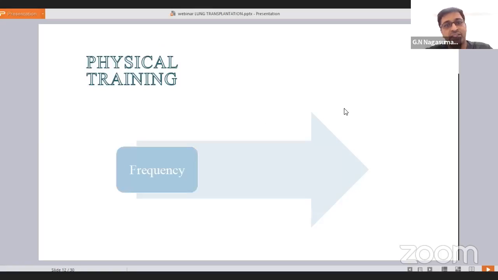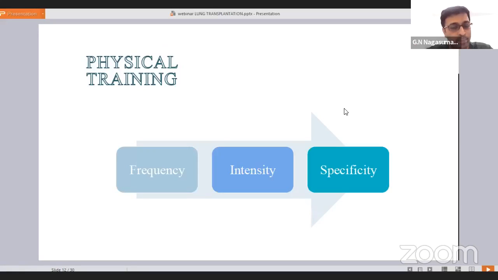When it comes to physical training, the key to predicting the outcomes is that we need to consider these three things: frequency, intensity, and specificity. As I said initially, it is not like in orthopedics, where we prescribe a set of exercises and say you're supposed to do this set. The frequency, intensity, and specificity change from patient to patient, and the exercise protocol will be completely tailor-made.